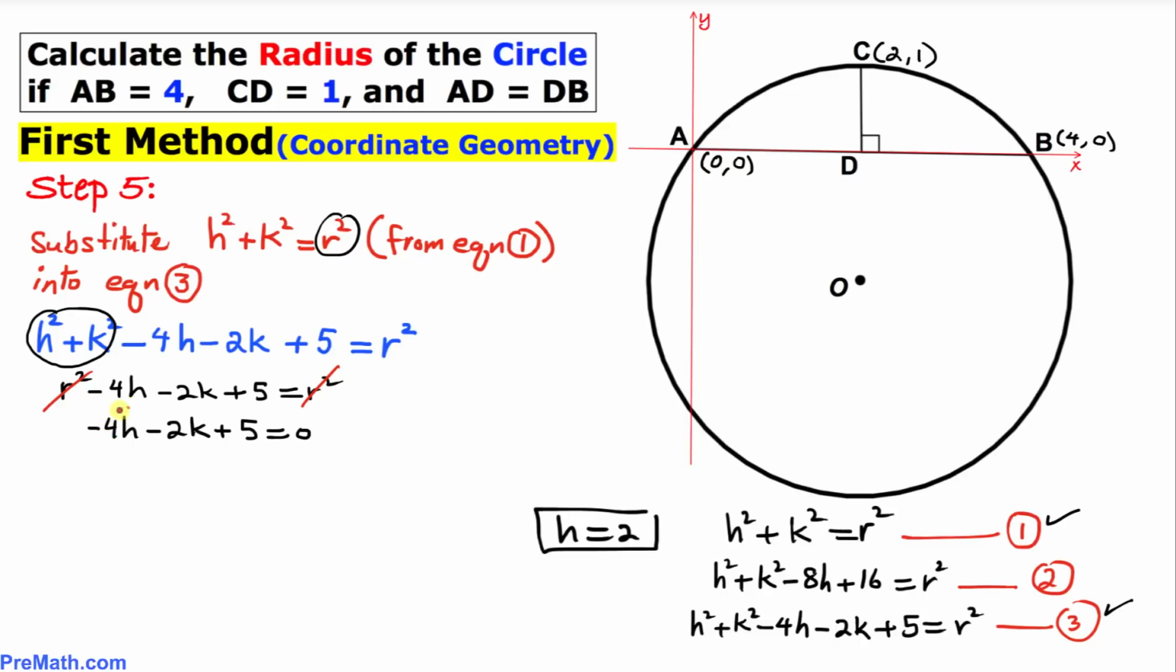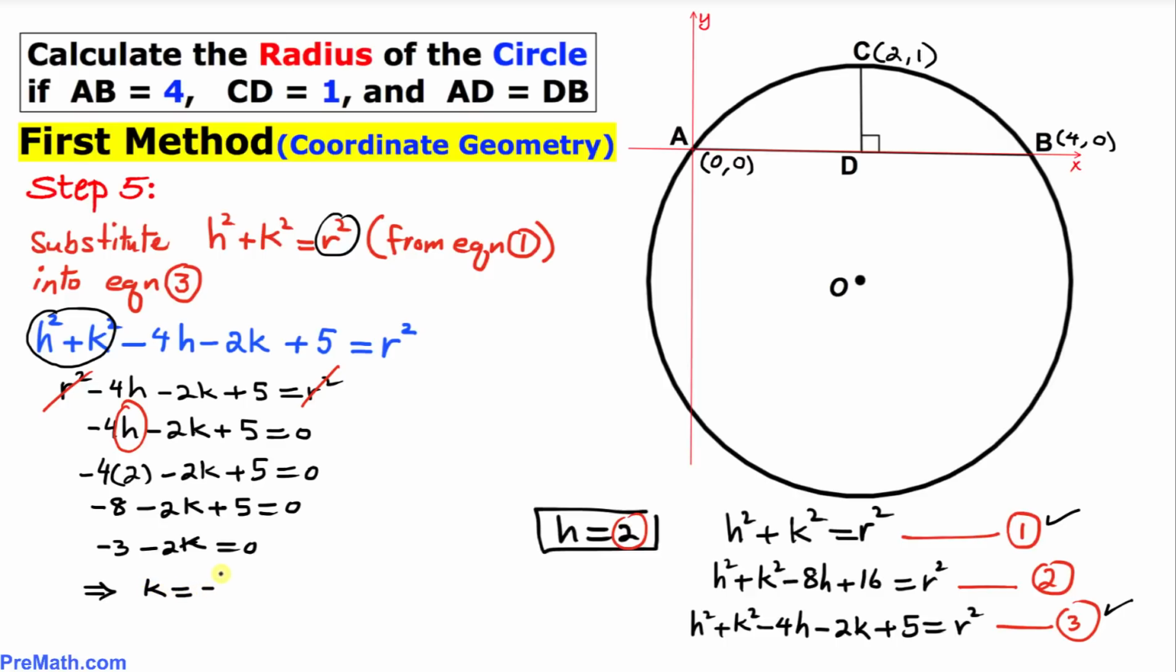Now we know that this h value is 2. I am going to replace that as well. So I'm going to write down negative 4 times 2 minus 2k plus 5 equal to 0. That's going to give us negative 8 minus 2k plus 5 equal to 0, which means negative 3 minus 2k equal to 0. That means the k value is going to be negative 3 over 2.